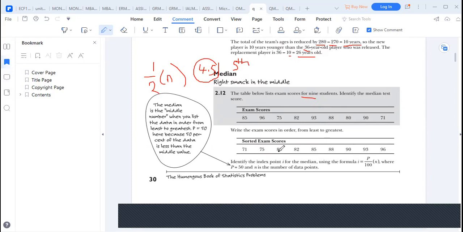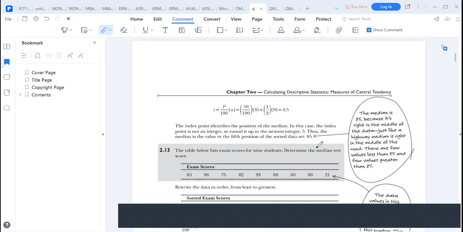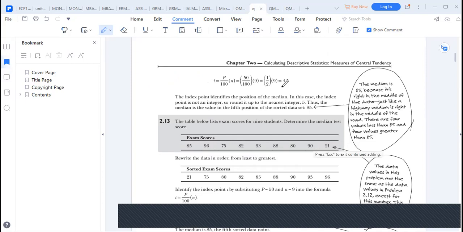So 1, 2, 3, 4, 5. This is our median. On this side we have 1, 2, 3, 4 numbers, and on this side we have 1, 2, 3, 4 numbers. So the median is 85. Using the index, 4.5, we round up to the nearest integer, which is the fifth, so 85.